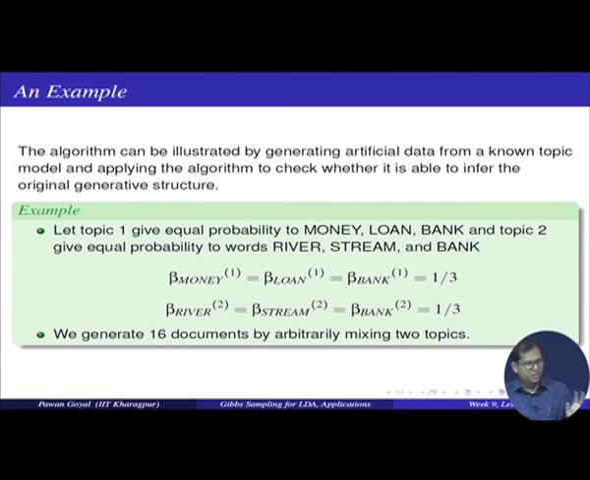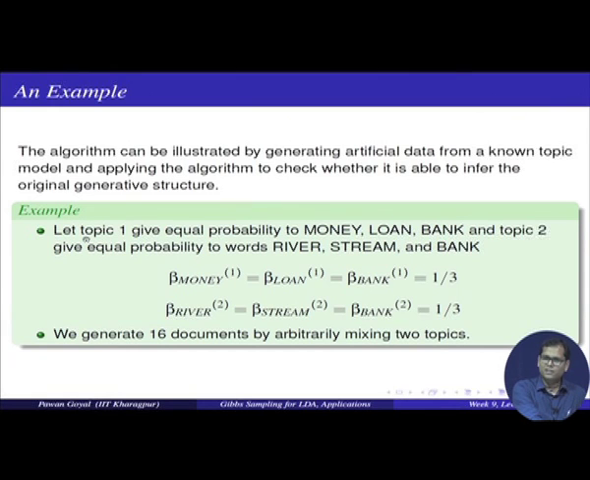Now, it's just an example to explain what it means to use Gibbs sampling. So we are taking artificial data from a known topic model and applying the algorithm to check if we can come back to the same topic distributions that we started with. Let us say we have 2 topics. So we are doing a generation now, and then we will see whether Gibbs sampling can infer back the original topic distributions. So what is done in the generative part?